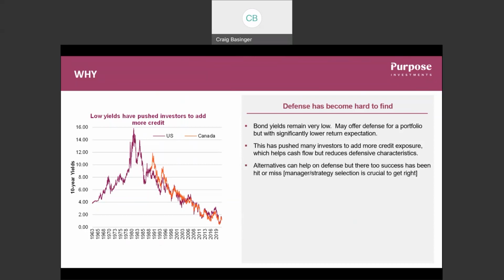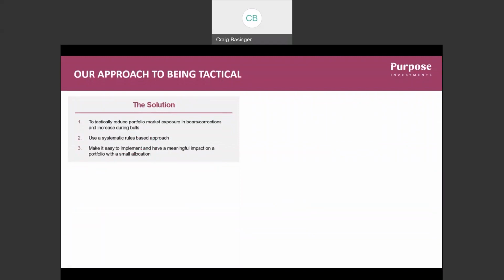And of course, the alternatives have really gained in popularity, and we're firm believers that people should incorporate alternatives into their strategy. But it's also a bit hit and miss because some have done well, some have done poorly at different points in time. And it really requires a lot more due diligence on selecting managers and selecting strategies and how they fit into a portfolio. So the end point here is that having a defensive component of a portfolio has just become more challenging. So what is our solution for being tactical within a portfolio?